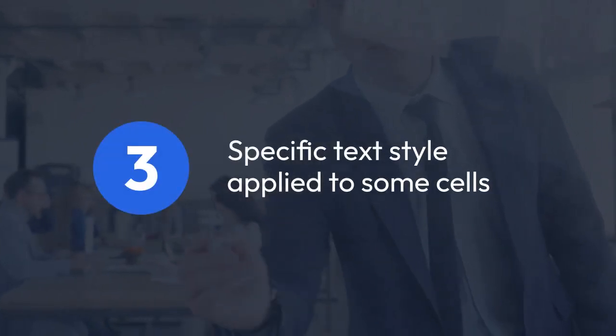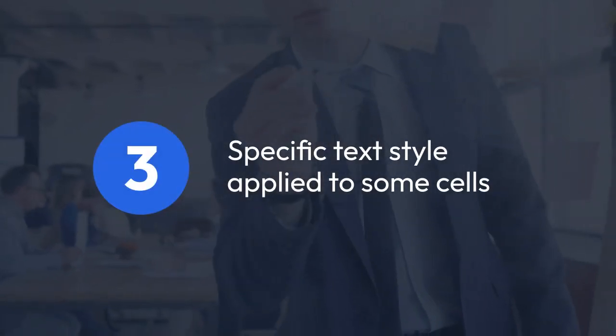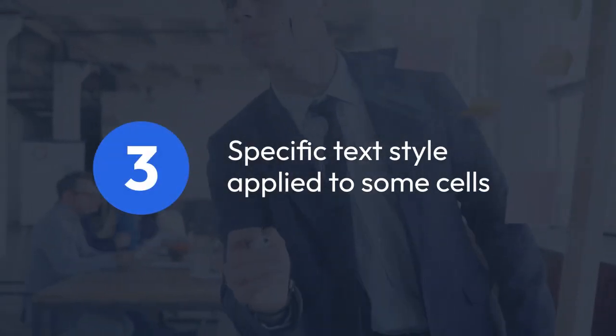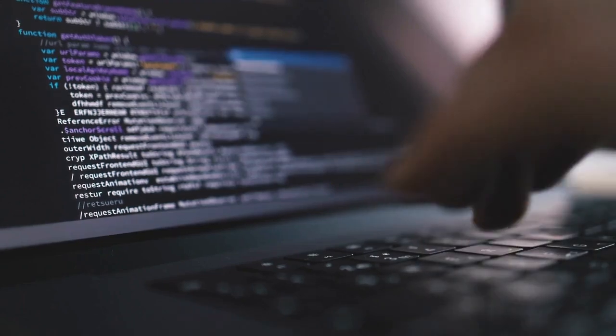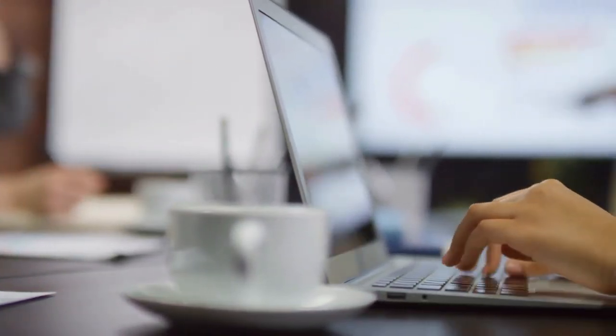3. Another interpretation of header might be a specific text style applied to some cells. If cells are styled to look like a header, you'd remove the styling rather than the cell content itself. Select the cells you want to change, then go to the Home tab on the ribbon.